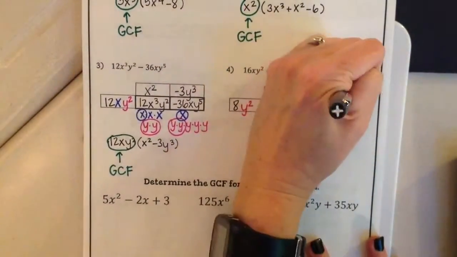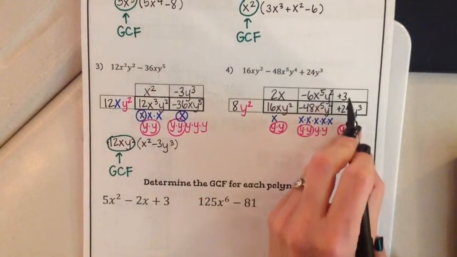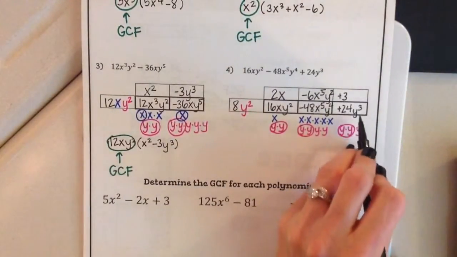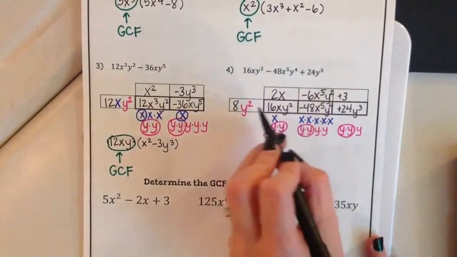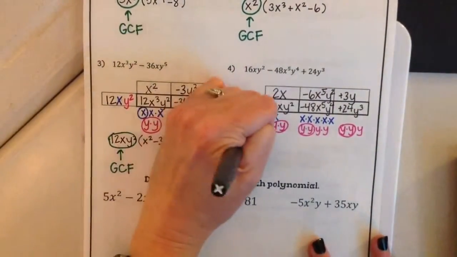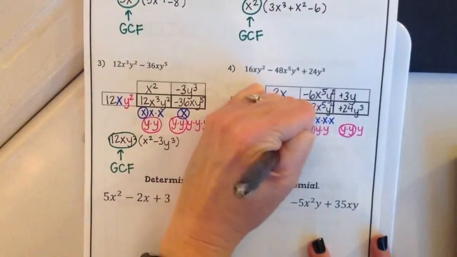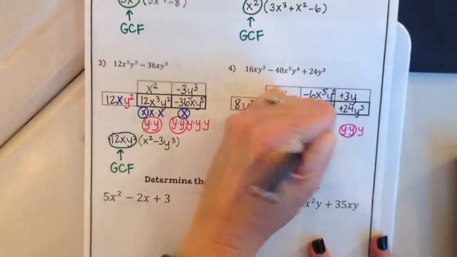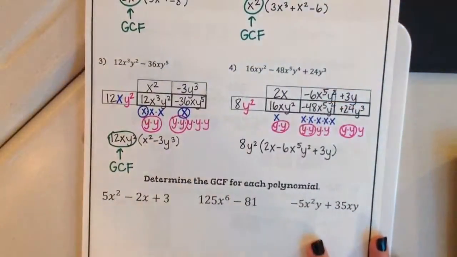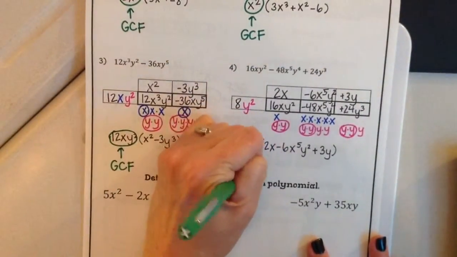And here, ooh, I know that's 3 because 3 times 8 is 24. And then I don't need any x's because this term doesn't have any x's that end up in the product, but I have y to the 3rd. What times y squared is going to give me y to the 3rd? Well, I just need a y. So my factors are 8y squared times 2x minus 6x to the 5th y squared plus 3y. And 8y squared, that guy, is my GCF.